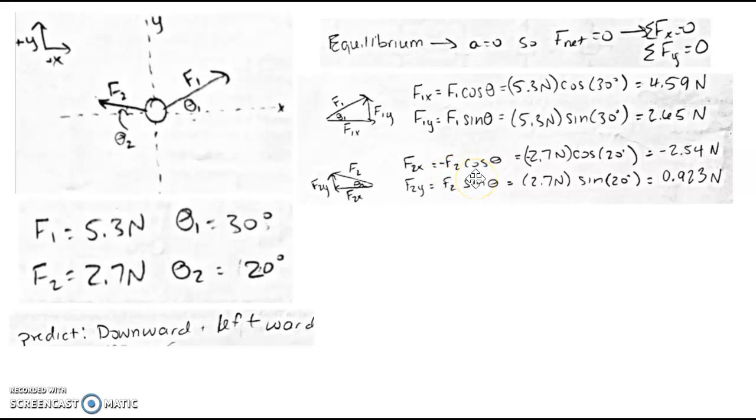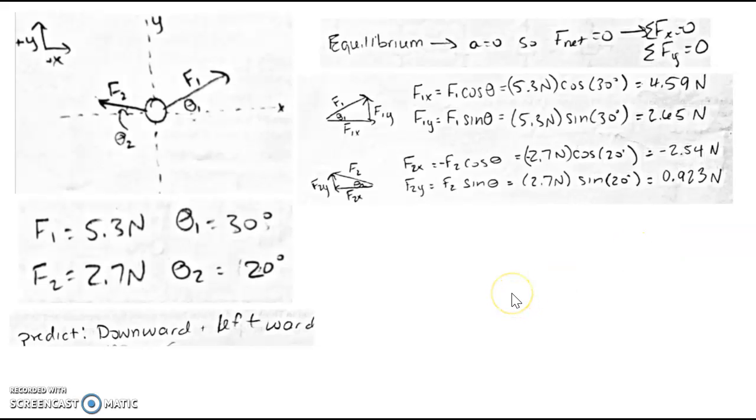There are ways around putting the negative one in front. You can use the angle being the 160 degrees angle, and that'll take care of the negative sign for you, but I like to think about it this way instead. So similarly, plugging in here for the x component, we get a negative 2.54 newtons, and the y component's upward, a positive 0.923 newtons.